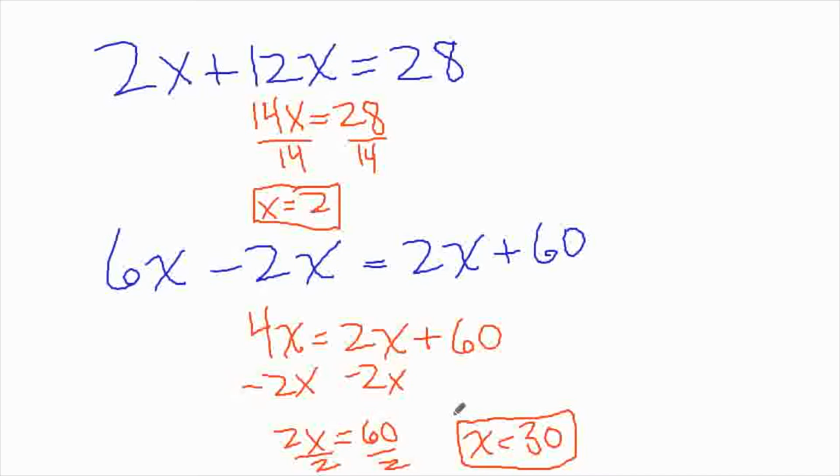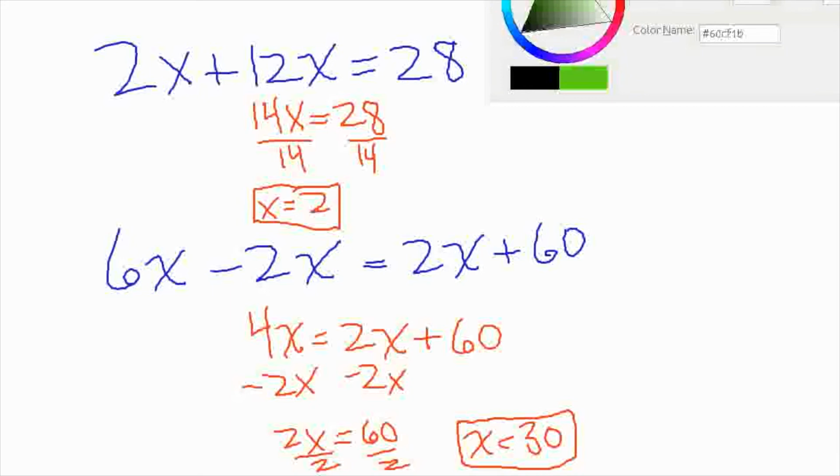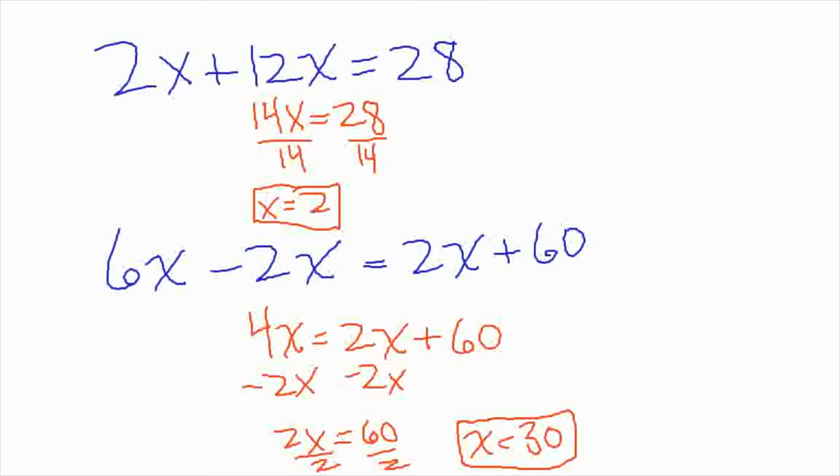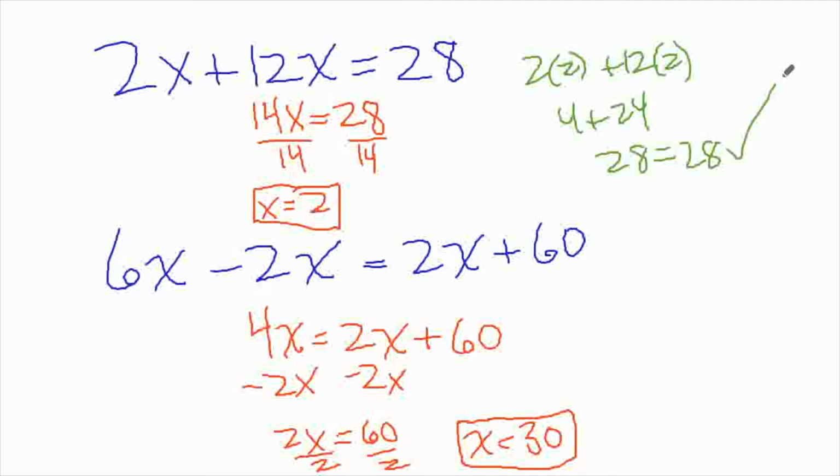And then again, you could check by plugging into the original. I highly recommend that because it's easy to make mistakes with solving equations. So on the first one, let's see if it works. 2 times 2 plus 12 times 2. That's 4 plus 24, which is 28. And that equals the right side.